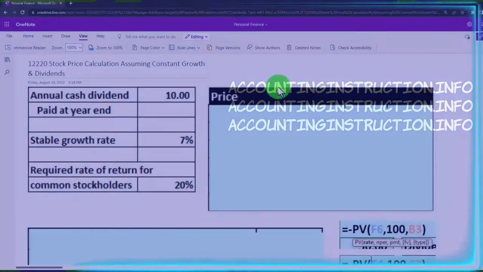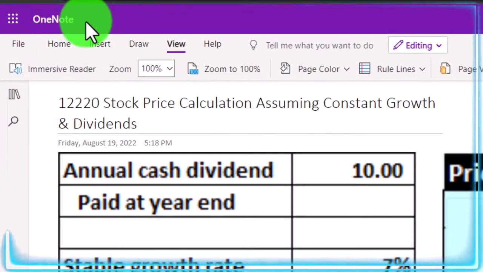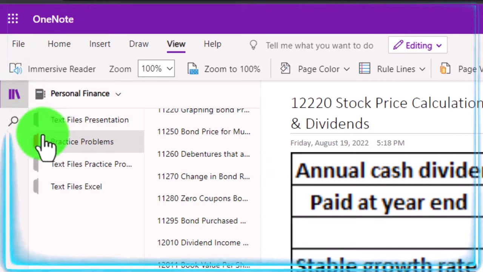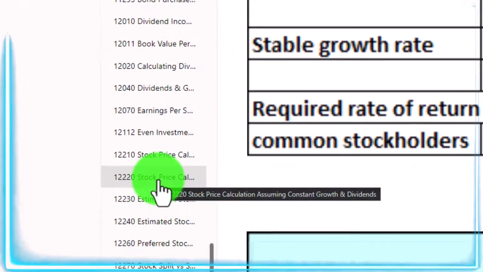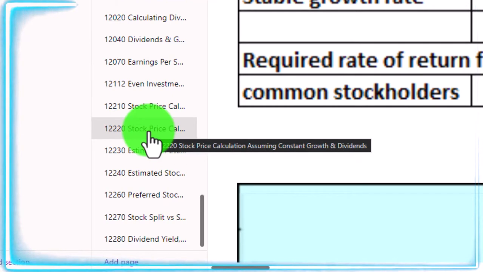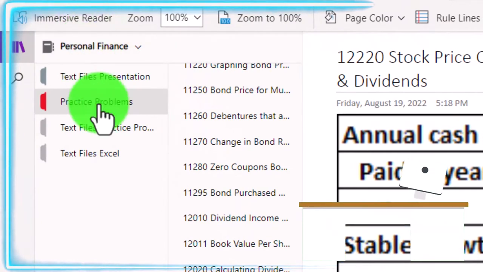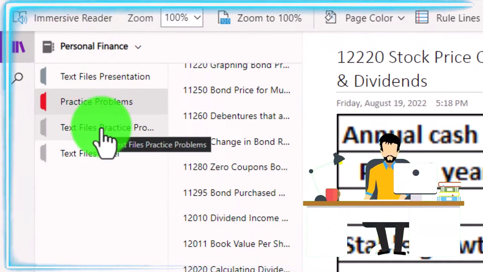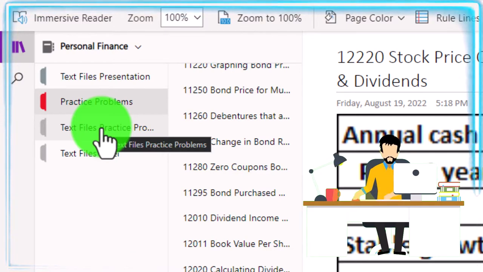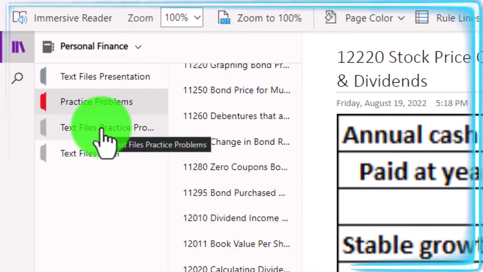You're not required to, but if you have access to OneNote and would like to follow along, we're in the icon on the left-hand side, practice problems tab, in the 12-20 stock price calculation assuming constant growth and dividends tab. Also, take a look at the immersive reader tool. The practice problems are typically in the text area too, same name, same number, but with transcripts. Transcripts that can be translated into multiple languages, either listened to or read in them.